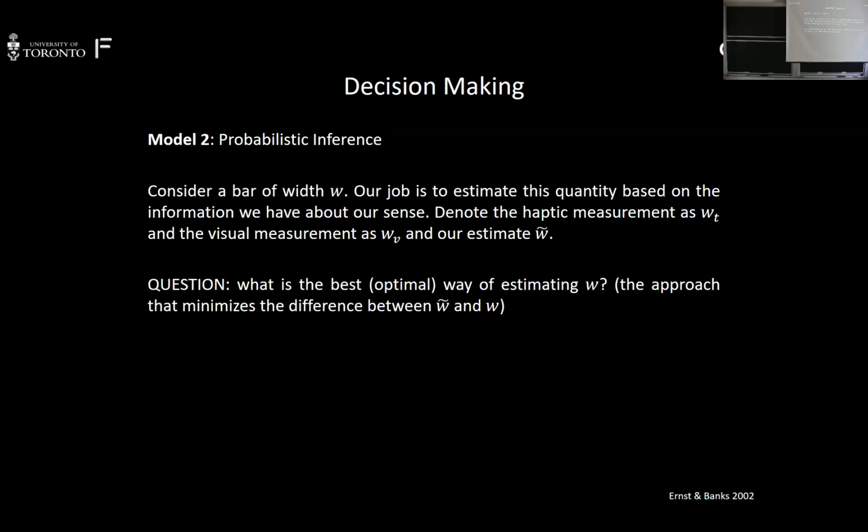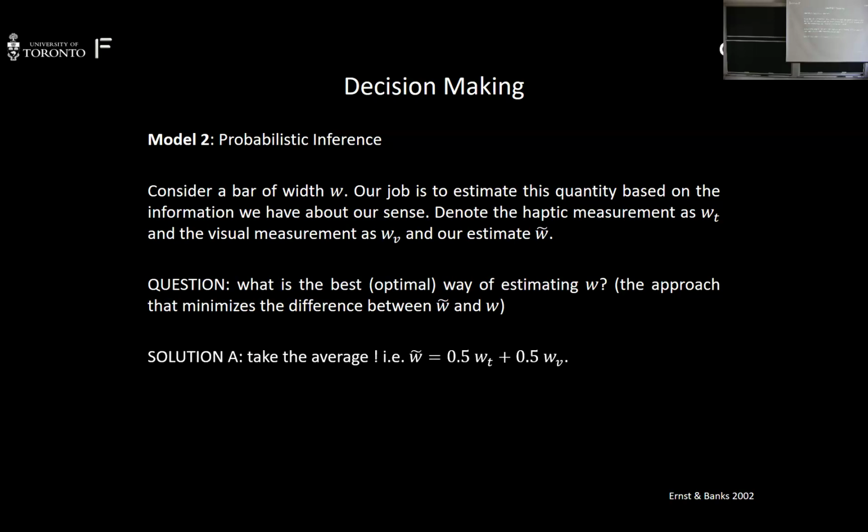a haptic measurement, where you're allowed to feel it, and a visual measurement, where you're allowed to look at it. And the interesting thing is how those are combined. There are a few ways you could go about this. The question here is, given that you have some estimate from your haptic and some estimate from your visual, what's the best way of combining them?